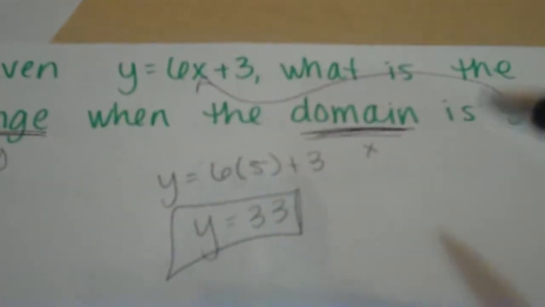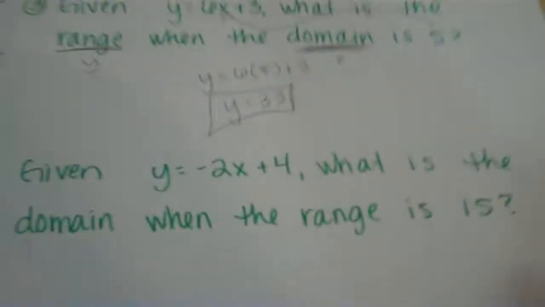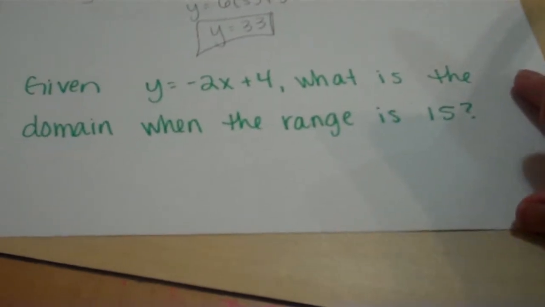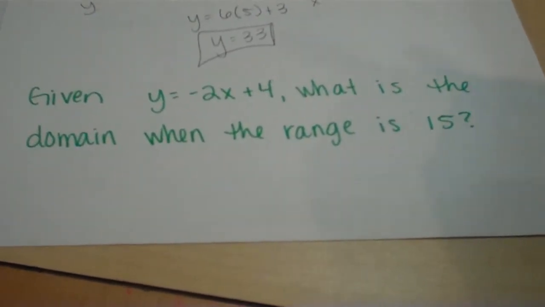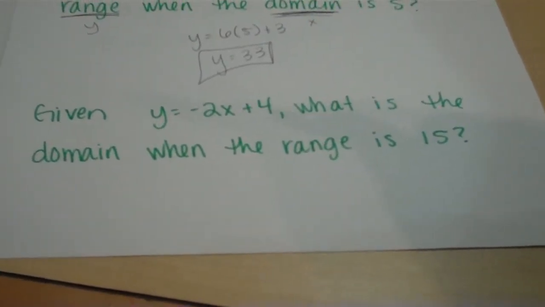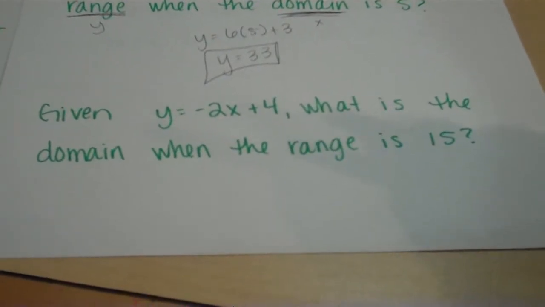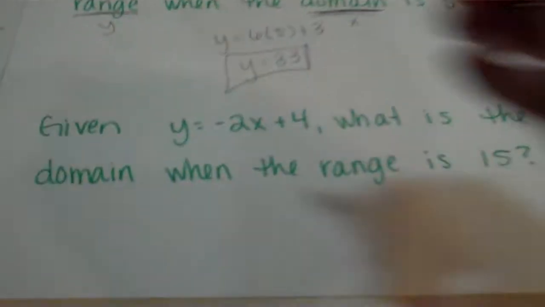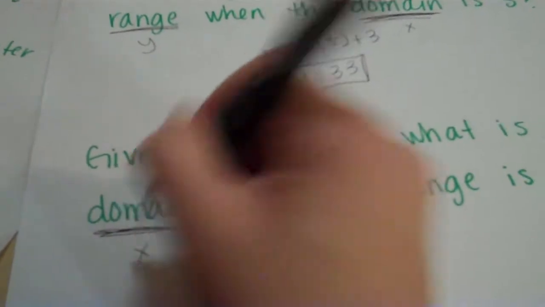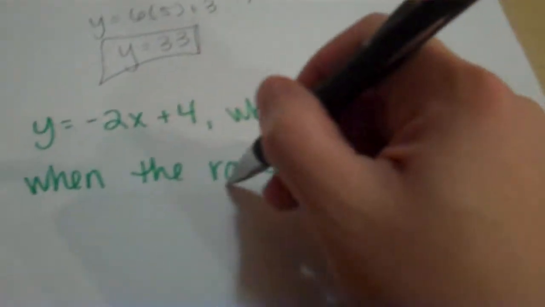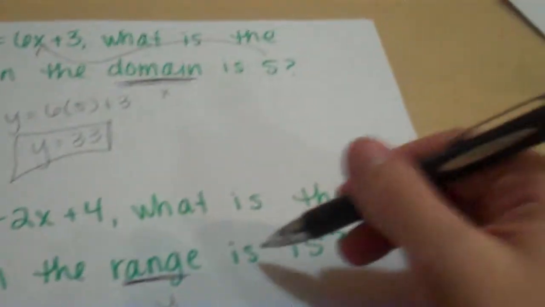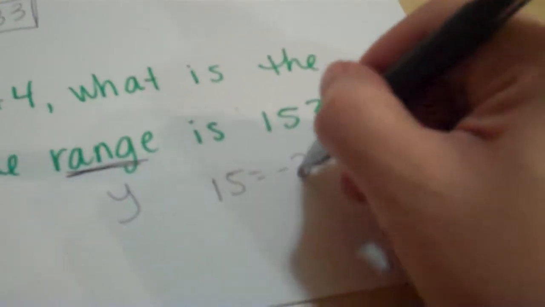Okay? And then you're going to see this on your final, but you're also going to see the reverse. So write that down real quick. Given y equals -2x plus 4, what is the domain when the range is 15? Okay? So now, underline that and put x. What is the x when the y is 15? So now I'm going to replace y with 15. 15 equals -2x plus 4.